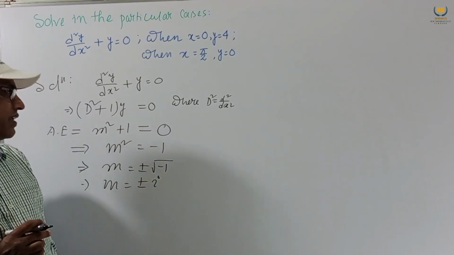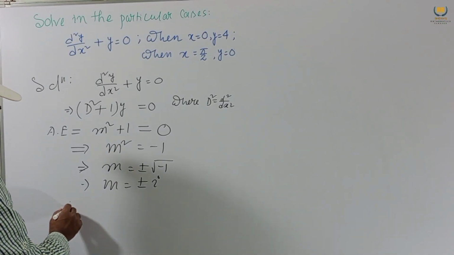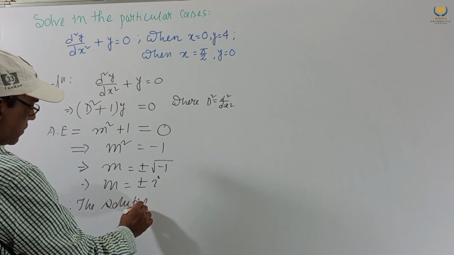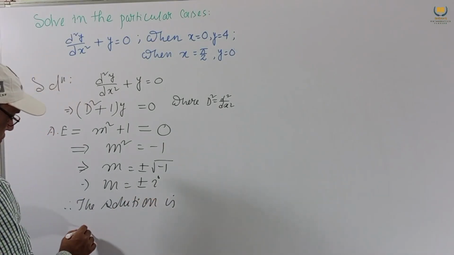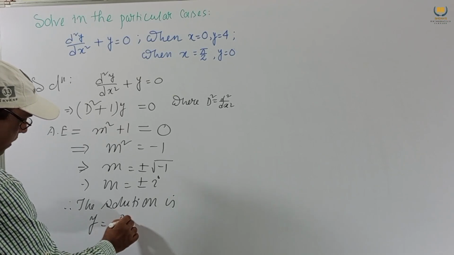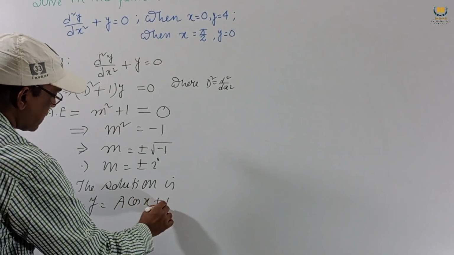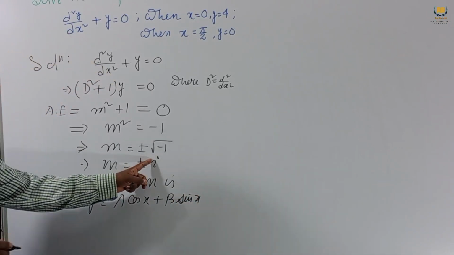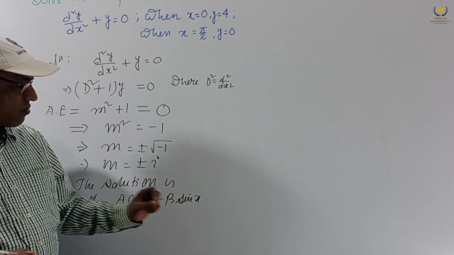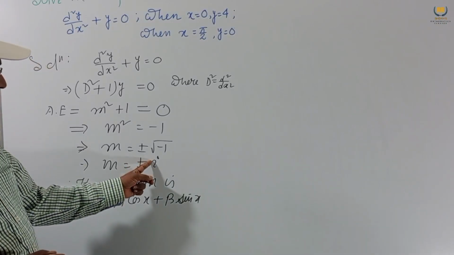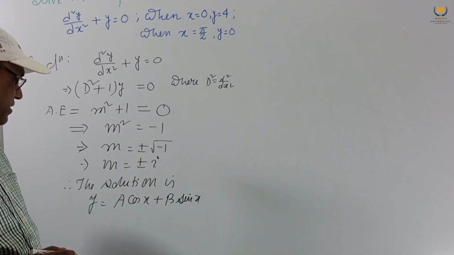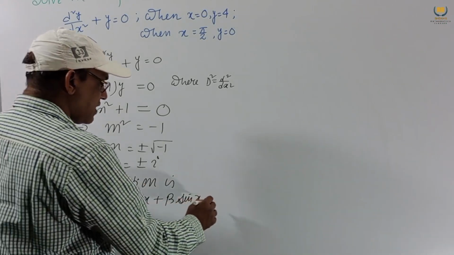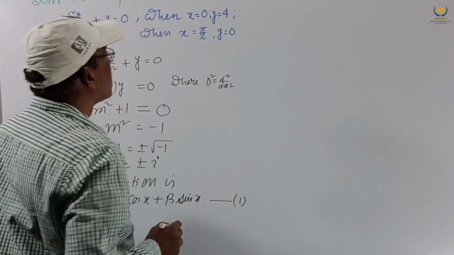Roots are imaginary. Therefore, the solution is y = A cos x + B sin x. If it is 2i, then 2x we get. A cos 1x, since 1i means 1x, that means y = A cos x + B sin x. We consider this is number 1.